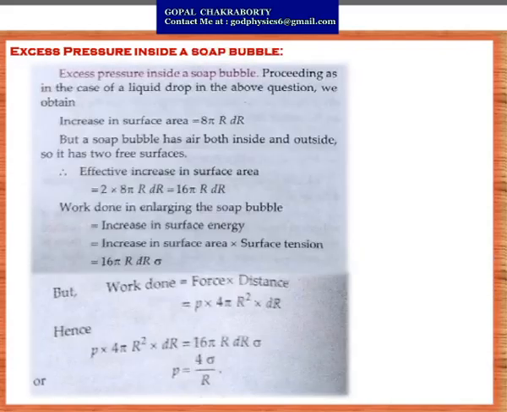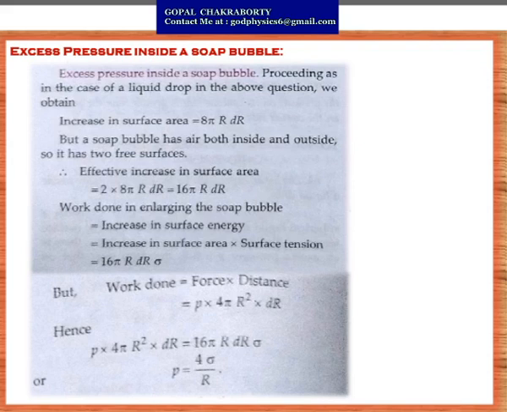Now, next one, excess pressure inside a soap bubble. So how will you find that? A soap bubble is also the shape of a sphere. So proceeding as in the case of the liquid drop, in the last expression, we can write the increase in surface area equals 8 pi r into dr. But a soap bubble has air both inside and outside, so it has two surfaces. Okay, so the effective increase in surface area equals 2 into 8 pi r dr, that means it equals 16 pi r into dr.